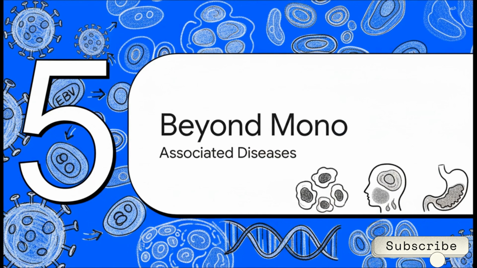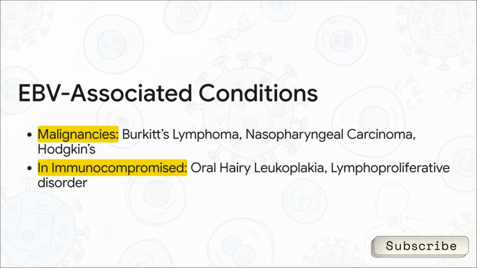All right, remember how we said EBV has a dark side? It's not just about mono. Now we're going to look at the other major diseases linked to this virus, especially its role as a cancer-causing oncovirus. Okay, another super high-yield list for you. For malignancies, the big ones to associate with EBV are Burkitt's lymphoma and nasopharyngeal carcinoma. It's also linked to some Hodgkin's and non-Hodgkin's lymphomas.